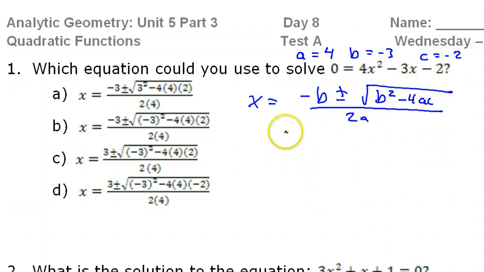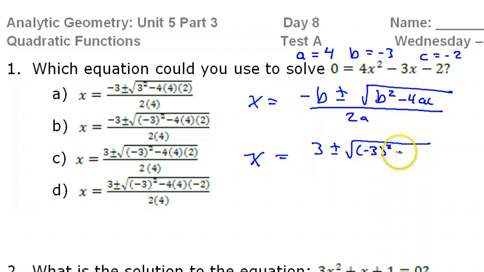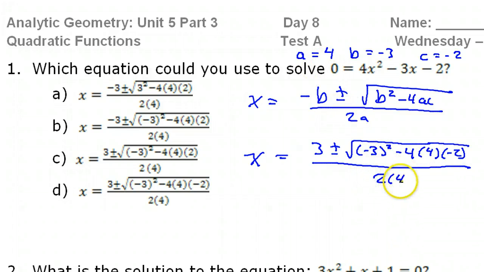negative 2. Then this becomes opposite of b, so that's positive 3 plus or minus square root b squared, so that would be negative 3 squared minus 4 times negative 2, alright, all over 2a, so all over 2 times 4. So this would be the setup of the entire quadratic equation.